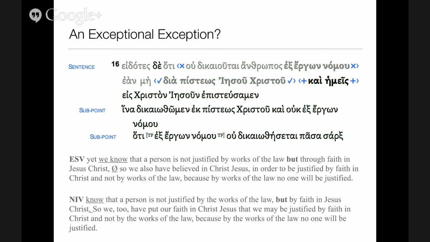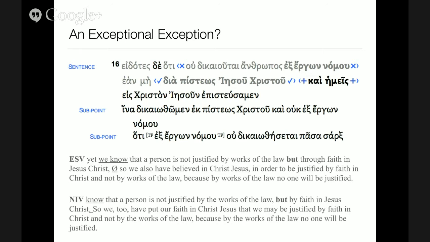Again, we already said NIV, ESV, pretty much everyone translates ean mē here as but. So why would you do that? Well, just read the ESV. We know that a person is not justified by works of the law. Now let's fill in the literal translation of except. Except through faith in Christ. Why is that a problem? Well, it makes it sound like something other than faith in Christ plays a role in justification.